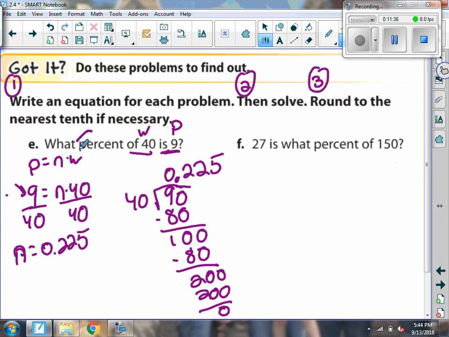So that's not my answer because I have to put it in percent form. So I can move my decimal 2 places to the right. So n really equals 22.5%.